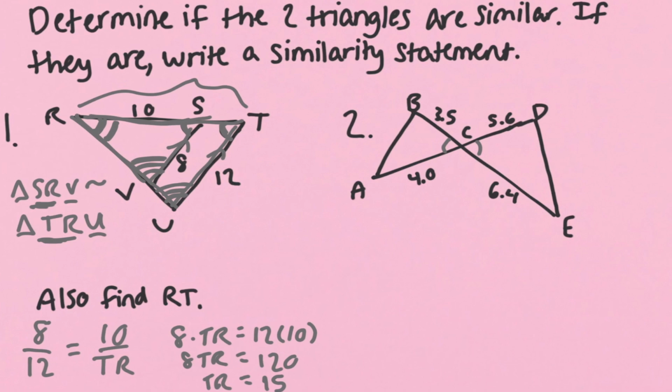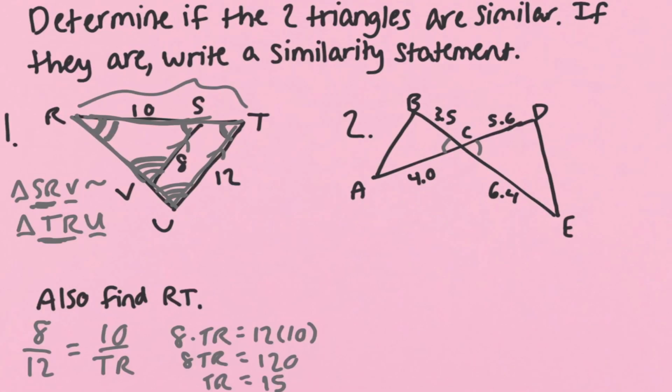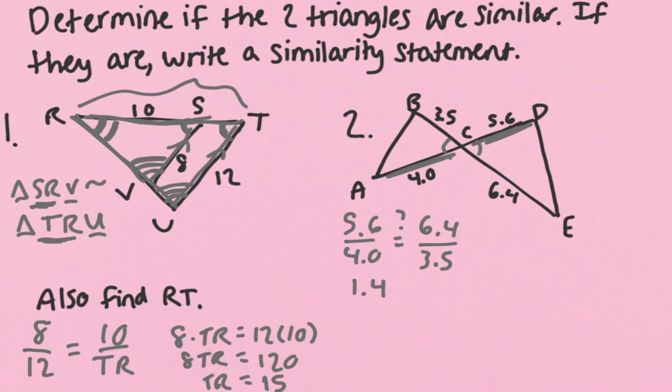But if sides are proportional, then that means that we can use one of these rules to say that the two triangles are similar. So let's see if 5.6, if that side goes with this side. So we can say 5.6 to 4.0, does that equal, going back to that second triangle, 6.4 divided by 3.5? That gives us 1.4 when we divide, and this one gives us 1.8 when we divide. They don't equal, so those sides don't go with each other. But let's try another side.